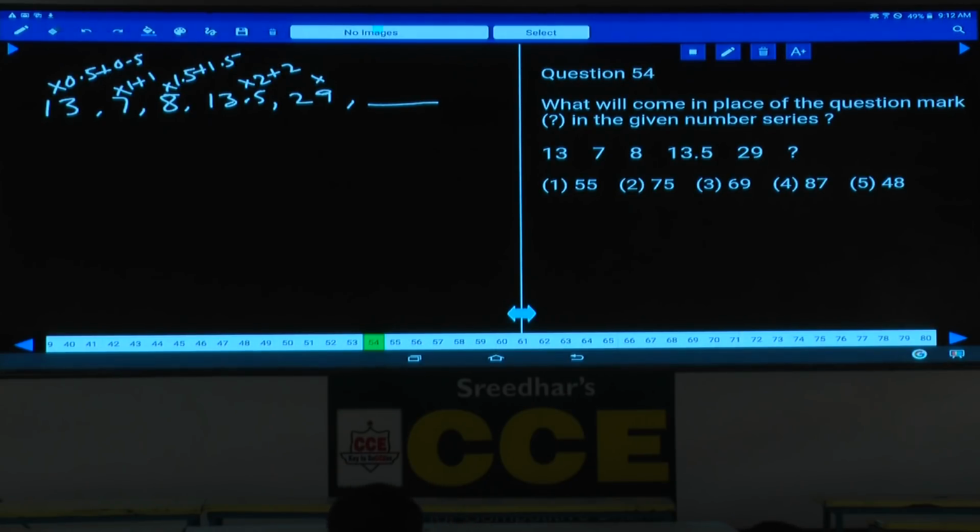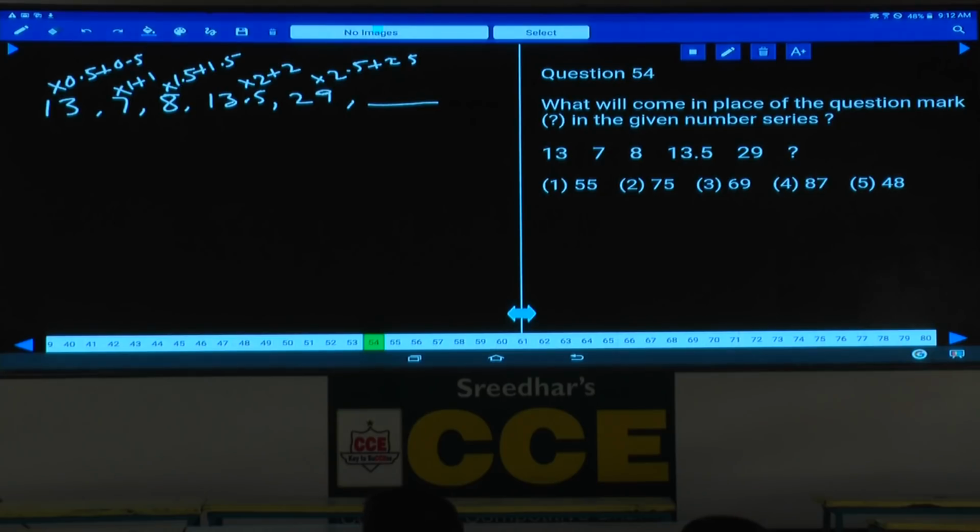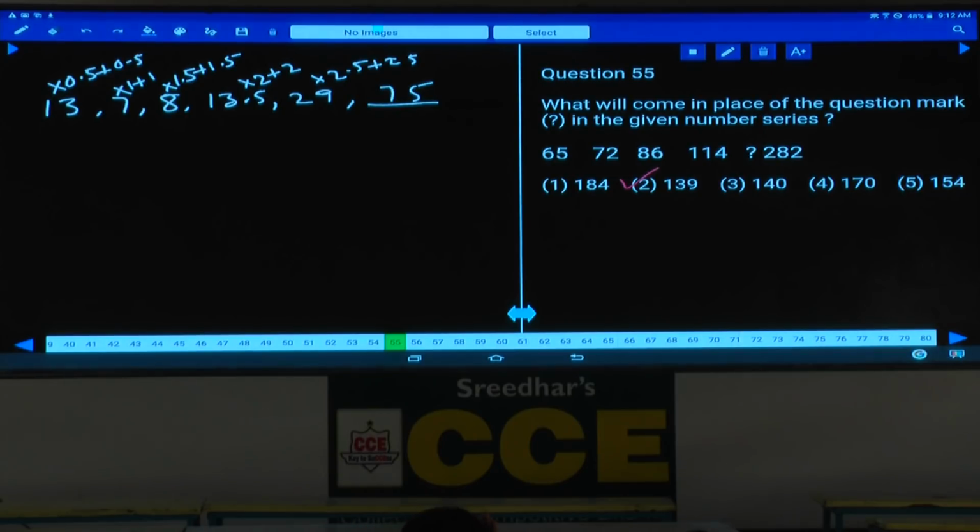Next one, 29 into 2.5 plus 2.5. Tell me 29 into 2.5 is how much? 58. 58 plus how much? 14. 58 plus 14, 72.5 plus 2.5 will be 75. 75 is given in choice 2. Then what about question number 55?